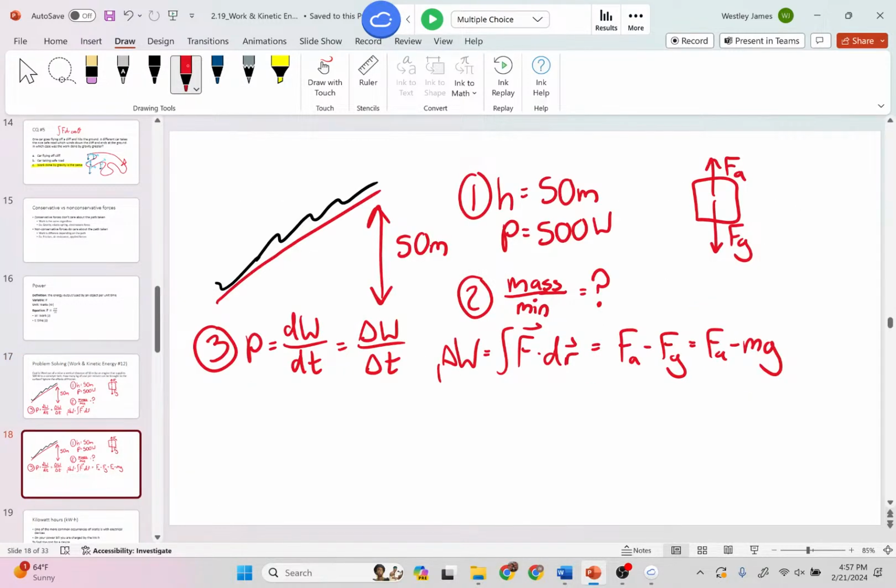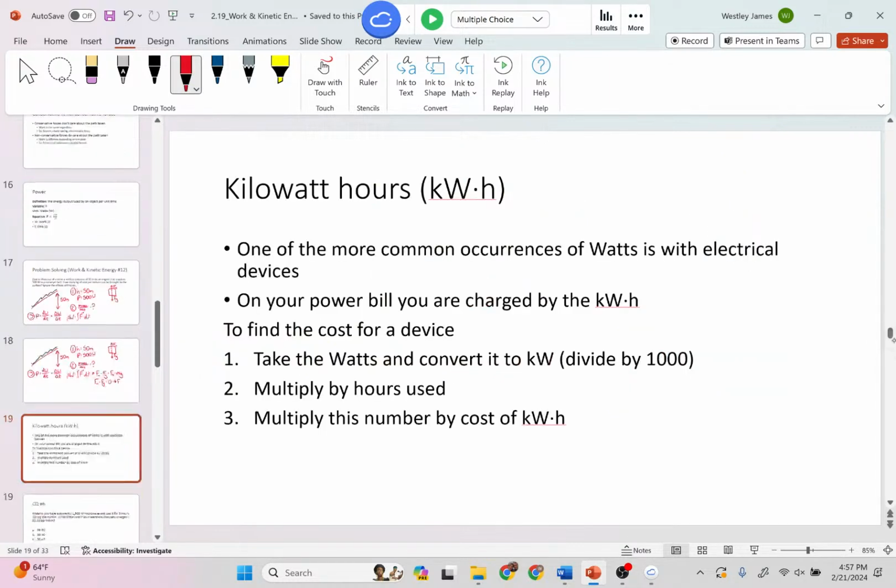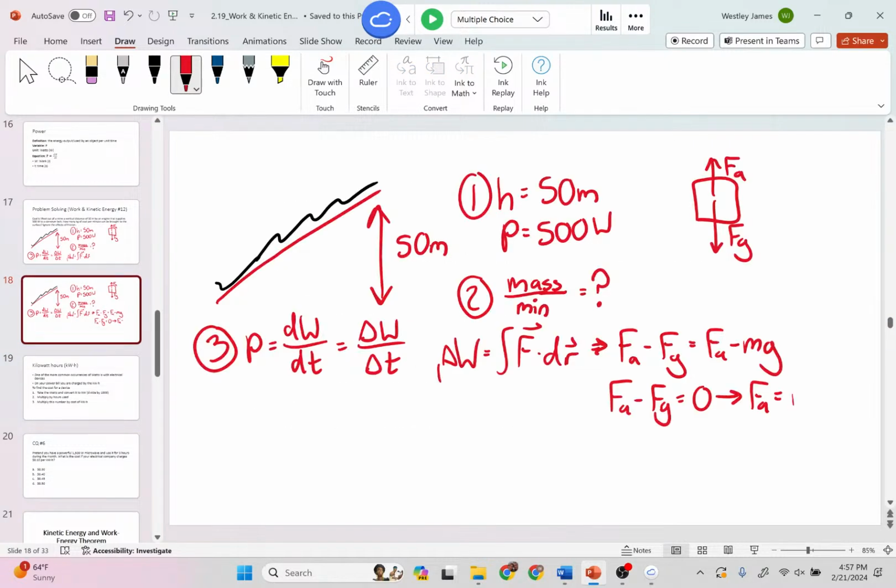What does that do for us? That says that FA minus FG equals 0. Fantastic. Why do we care? Because that says that FA equals mg. The force pushing up on it is equal to mg, because F equals ma and a equals 0. Okay, long story short, this thing's beating gravity.